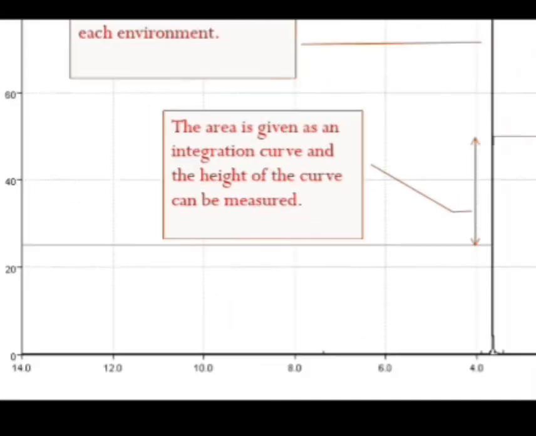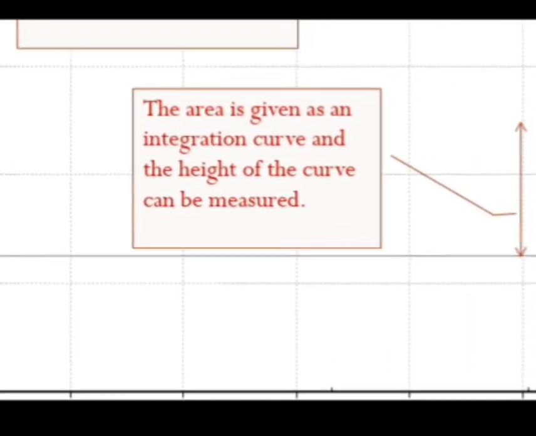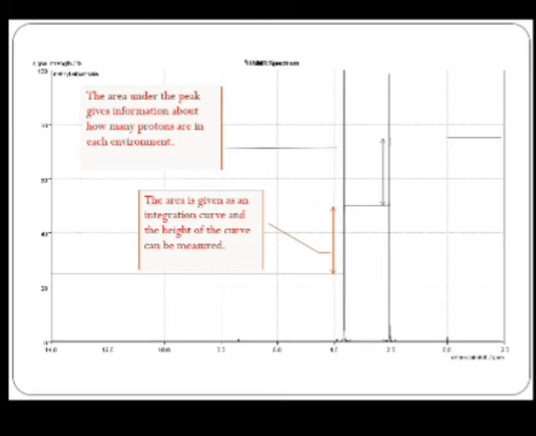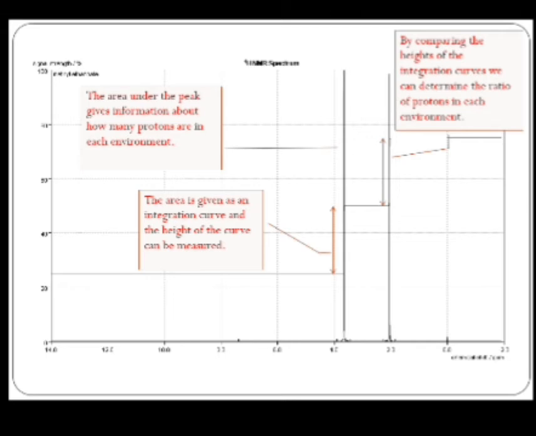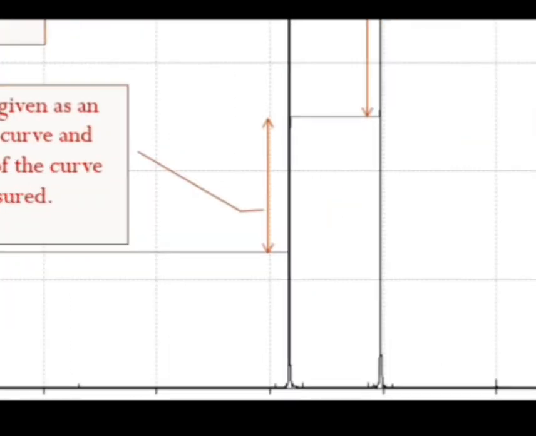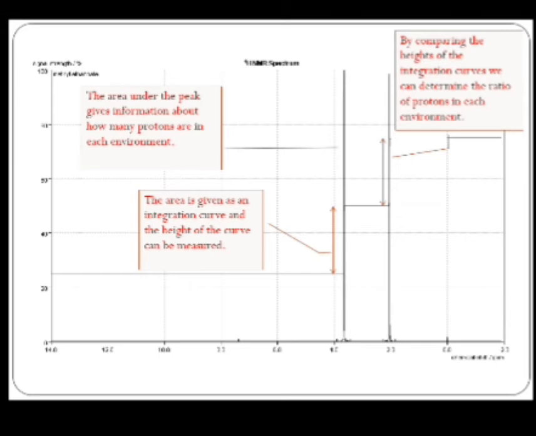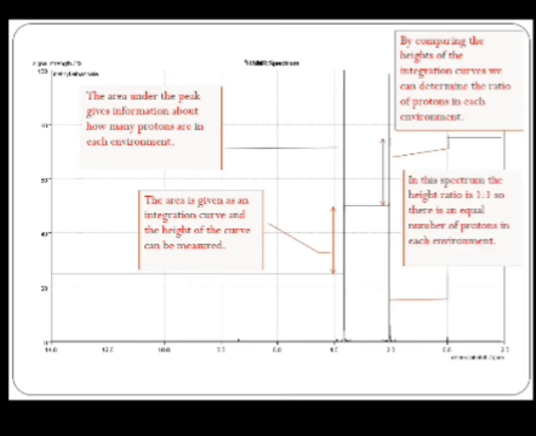The area under the peak is given as the integration curve, and the height of the curve can be measured. So friends, it's very important: how many protons are present depends on the area under the peaks. By comparing the height of the integration curve, we can determine the ratio of protons in each environment. So we are also able to find out the ratio of the protons.